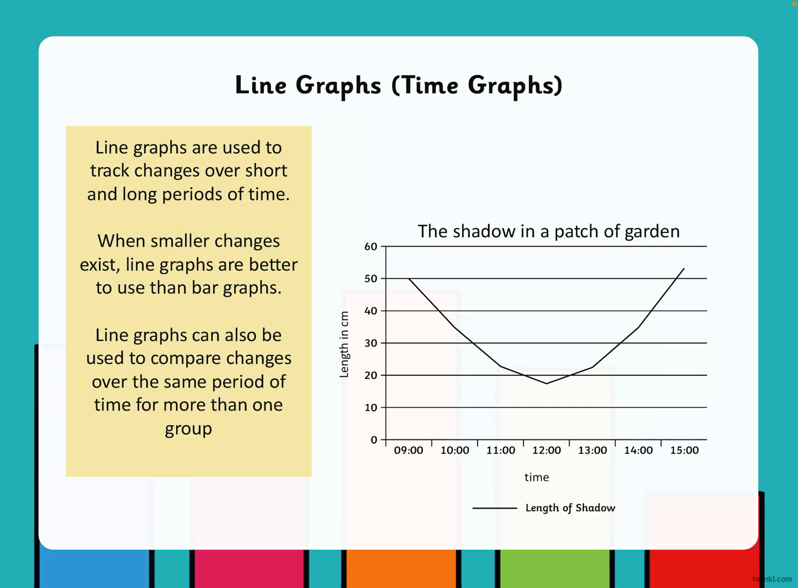Line graphs can also be used to compare changes over a period of time for more than one group. So if we look at this graph, it's got the shadow in a patch of garden. Now the scale is going up in tens, and that's length in centimetres, and we can see the time is in hours, from 9 o'clock in the morning to 3 o'clock in the afternoon. And the line basically shows how big the shadow was at each time.